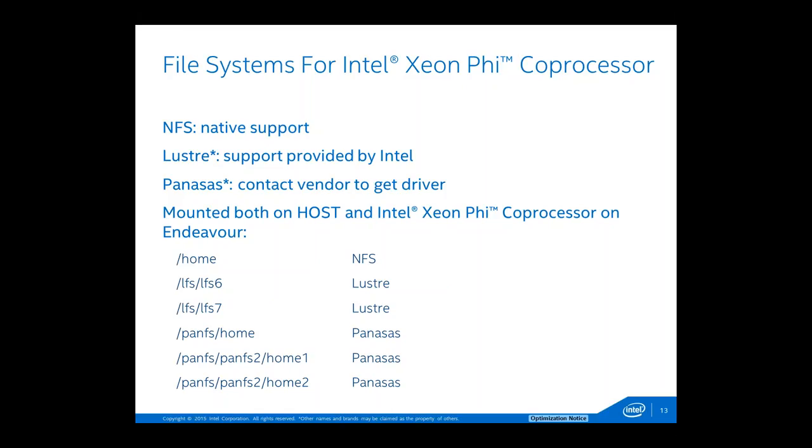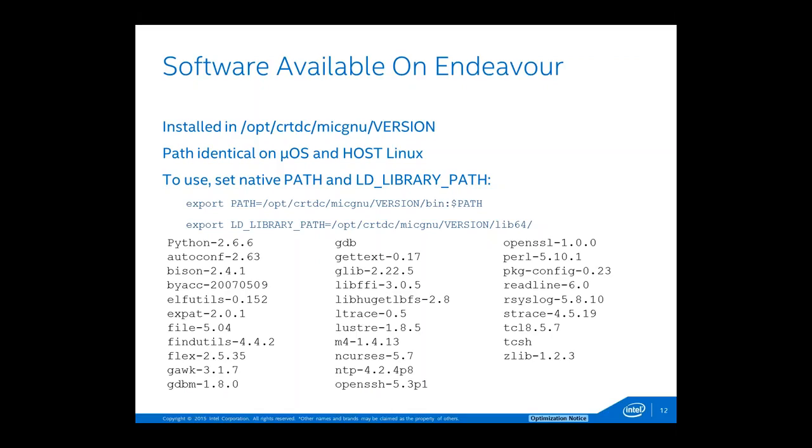Luckily, NFS is supported out of the box. Lustre is supported directly by Intel via the Intel Enterprise Edition for Lustre. Panasas also offers a native Xeon Phi client for everyone interested. And that means our users on Endeavor can have all the file systems that they have available on a normal Xeon host available on the Xeon Phi system as well. They also have a number of tools available that are run natively on the Xeon Phi to be as close as possible to what is available on the Xeon host.